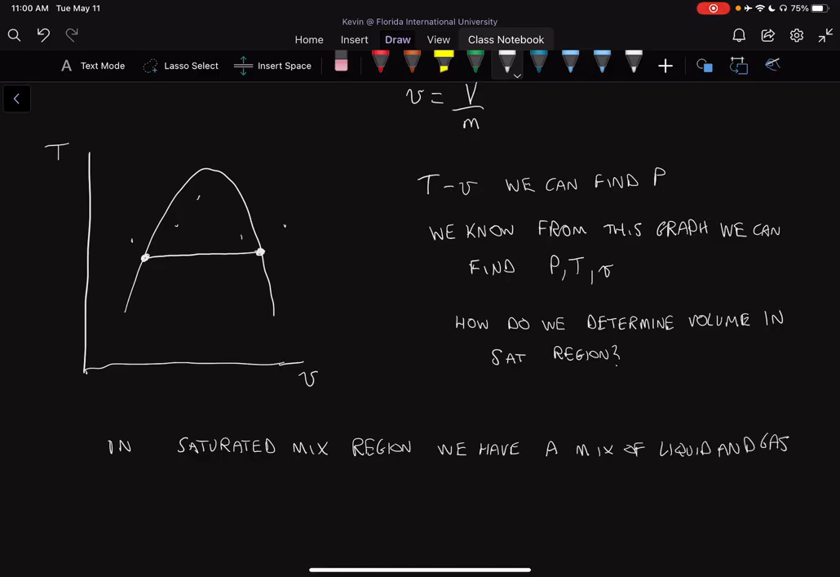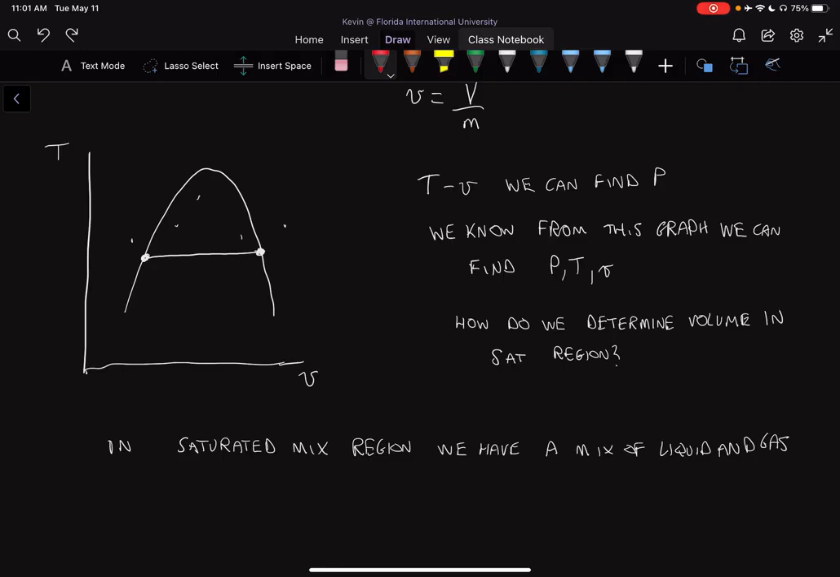And remember that saturated just means boiling. So anytime your fluid is within the region inside, the region highlighted in red right now, we have boiling, okay? And depending on the temperature and the specific volume, the boiling can be different. Now, let me just erase the reds.